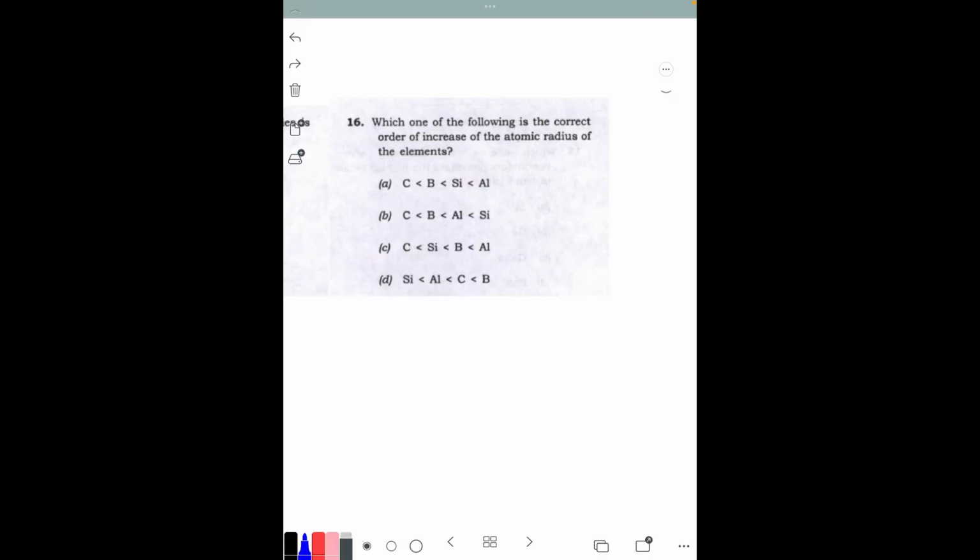16. Which one of the following is the correct order of increase of the atomic radius of the elements: carbon, boron, silicon and aluminium? Now let us see the atomic radii. Carbon is 70 picometer, boron is 85 picometer, silicon is 210 picometer, and aluminium is 143 picometer. So the correct order is B: carbon less than boron, less than aluminium, less than silicon.